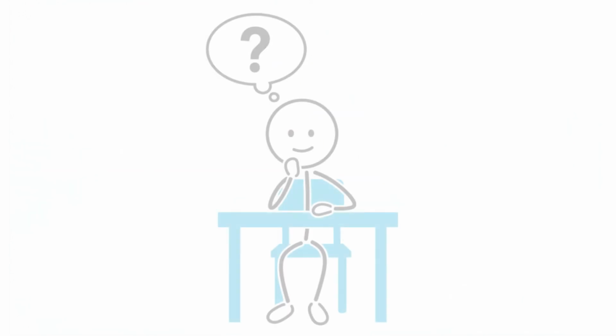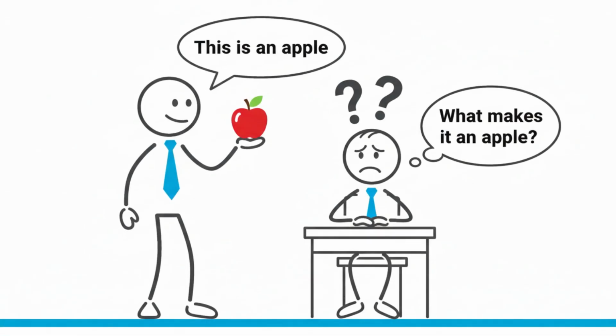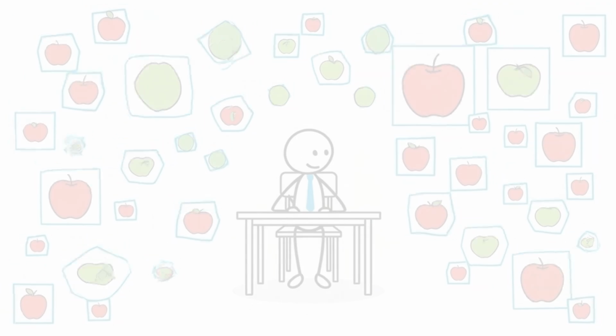The teacher shows the first apple picture and says, "This is an apple." The student looks confused. Okay, but what makes it an apple? Here's where AI is different from human learning. Our student doesn't understand concepts. He can only recognize patterns. So we need to show him many examples.